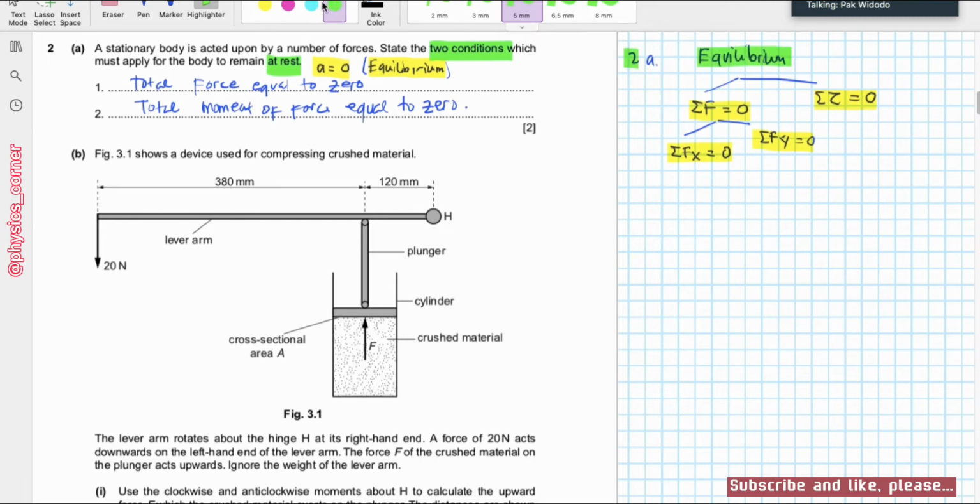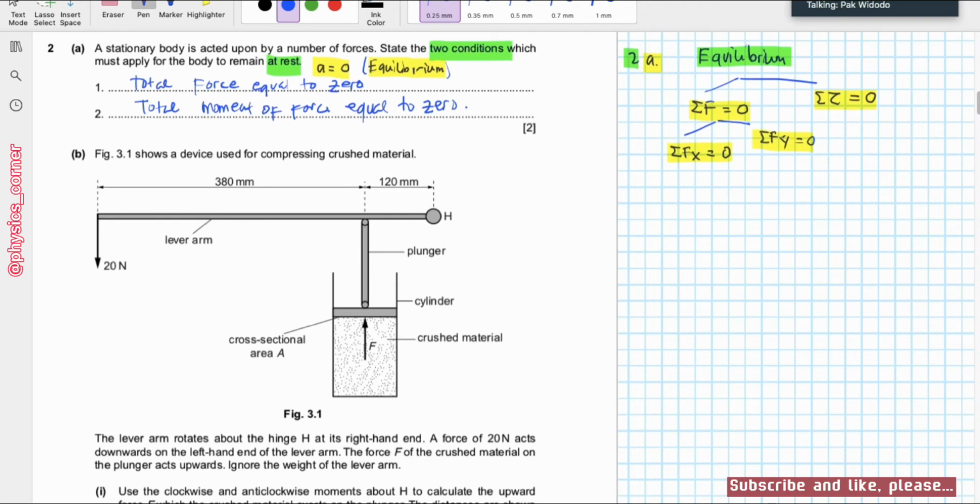Okay, question A. Then question B. Figure 3.1 shows a device used for compressing crushed material. This is the lever arm. The length of the lever arm is 380 millimeter plus 120 equals 500 millimeter. And there is a force of 20 newton on the left side, and there is a force also here. This is the plunger, cylinder, crushed material section.